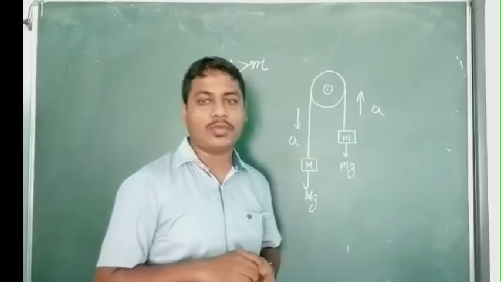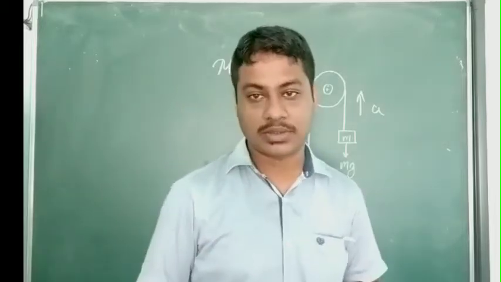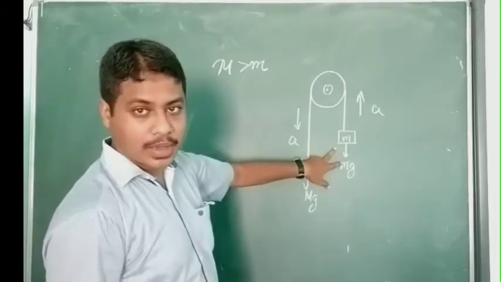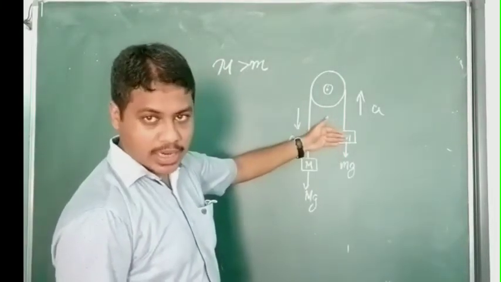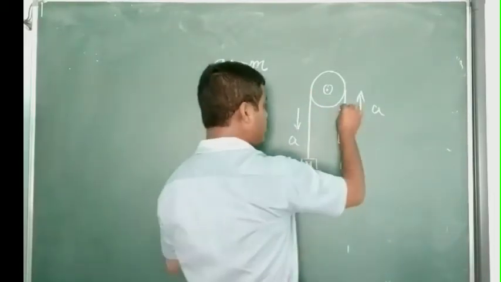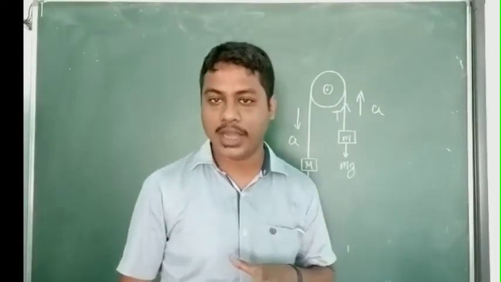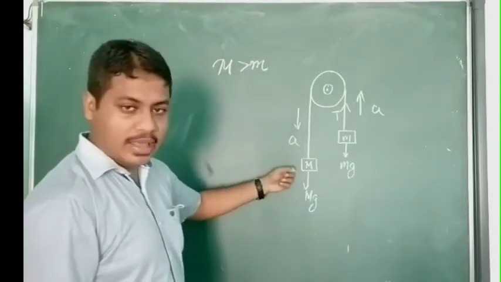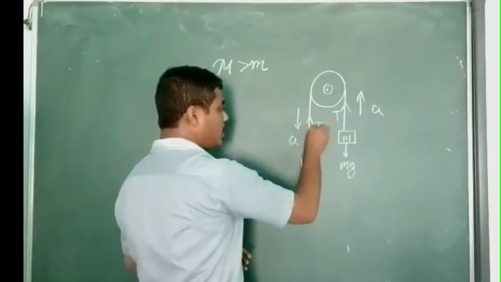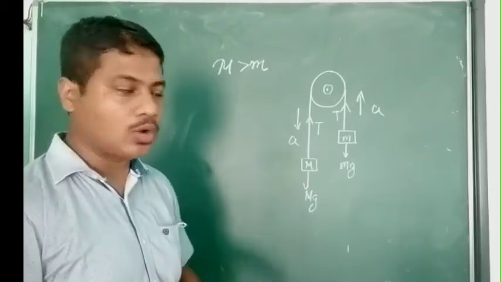Now what we need to do is find out the tension acting on the string and the acceleration. First of all, what is the tension? If you consider the weight of this object, the weight is pulling the object downwards, therefore the tension of the string will be upwards. Tension is a force acting on the string. Similarly, the weight of capital M is acting downwards, so the tension will be acting upwards. So we need to find out the acceleration and the tension. Let us find out how to do it.